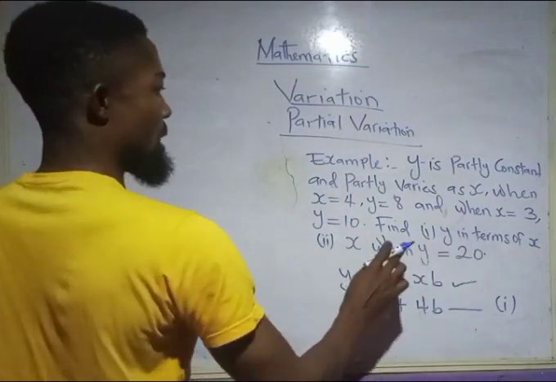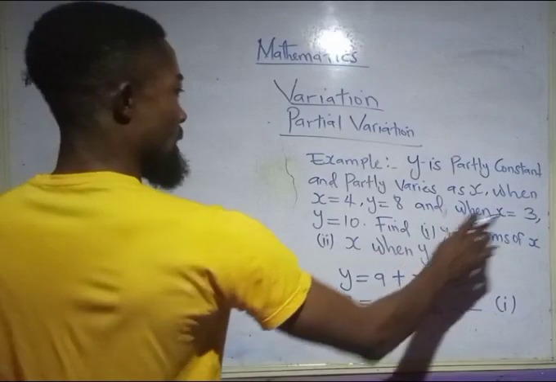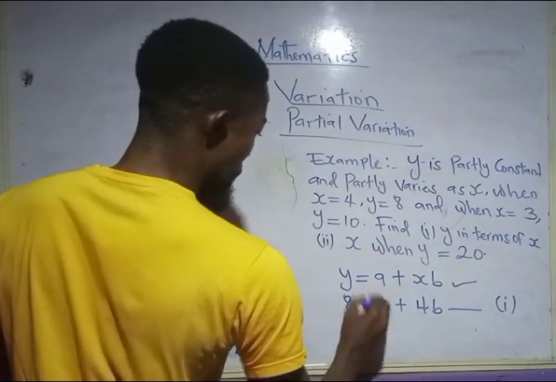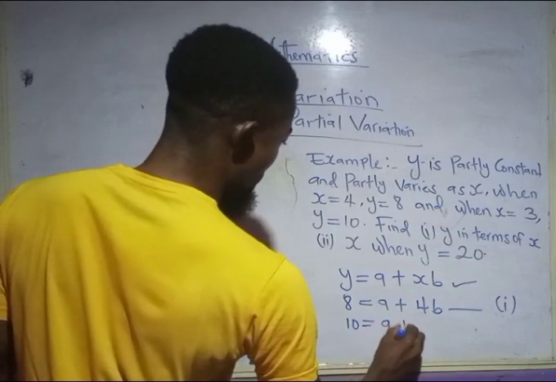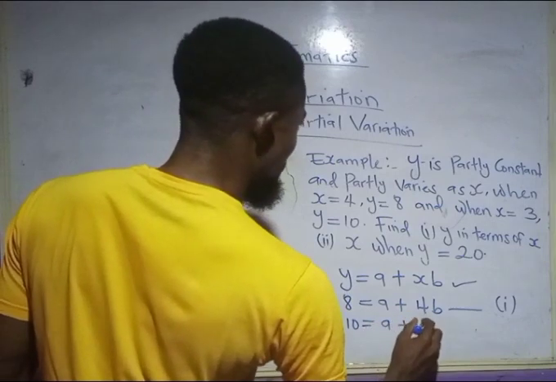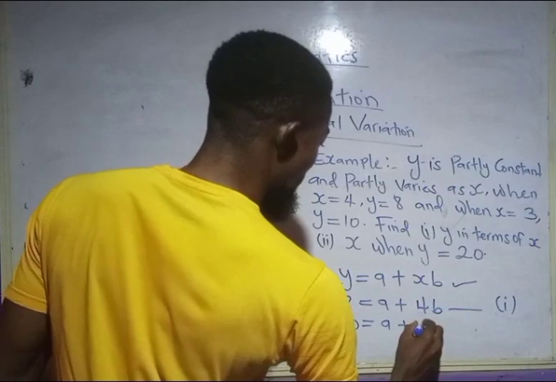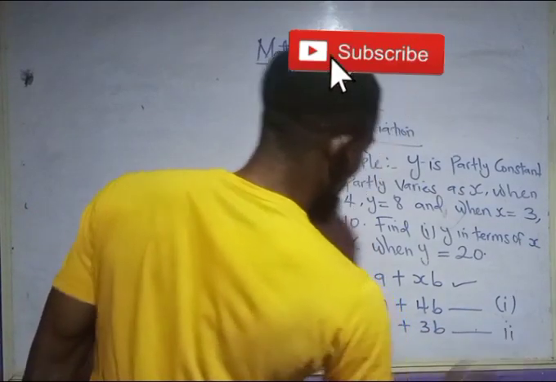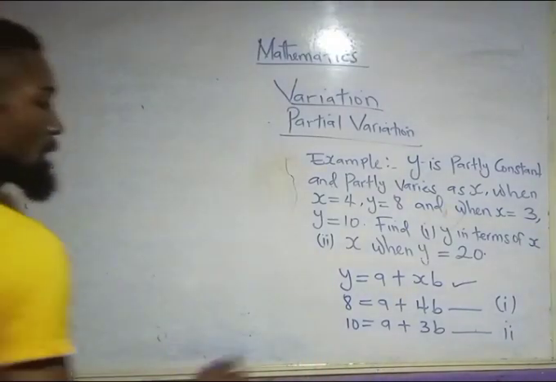When x is equal to 3, our y is equal to 10. So we have 10 here. Where there is y, we write our a plus we have our x as 3b. Put it as equation 2.